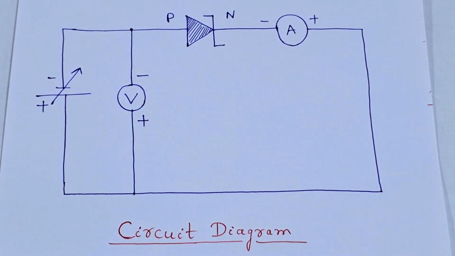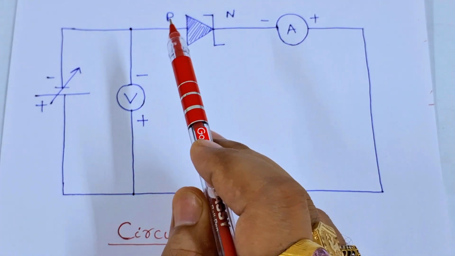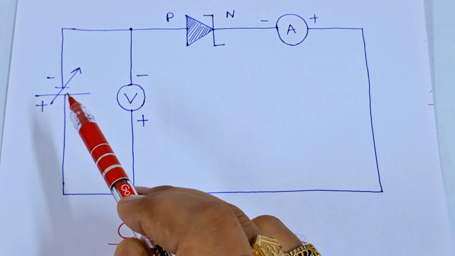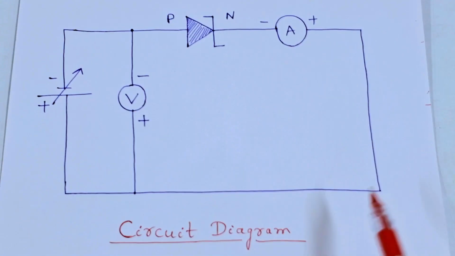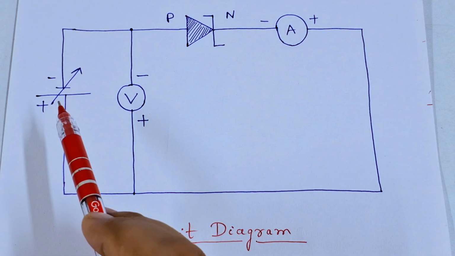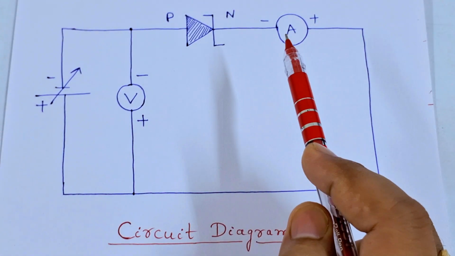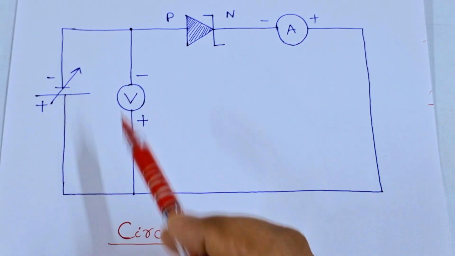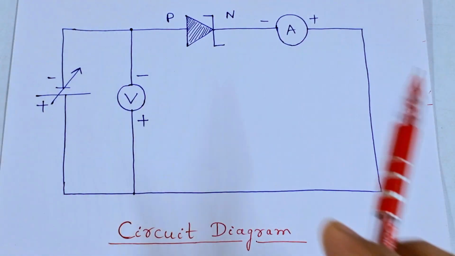Now, if I talk about the circuit diagram of the Zener diode experiment, I have connected the P terminal to the negative terminal of the variable supply battery, and the N terminal to the positive supply of the battery. In between, I have also connected an ammeter and a voltmeter across it. This is the basic circuit diagram of a Zener diode experiment.